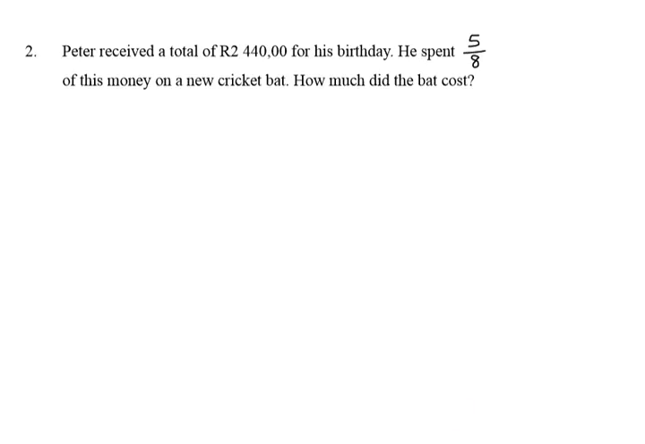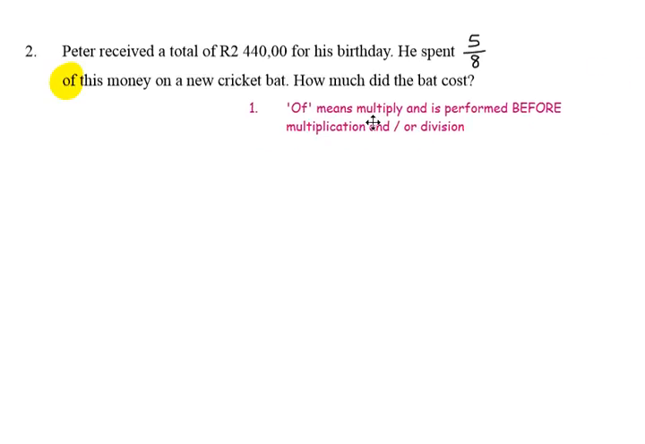Peter received a total of 2,440 Rand for his birthday. He spent 5/8 of his money on a new cricket bat. How much did the bat cost? Well, 5/8 of, and of means multiply, and of is always performed before we multiply and or divide when using BODMAS.